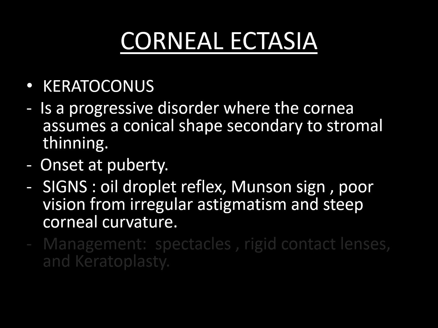Next thing is the Munson sign. We've actually already seen it on the previous picture, that when the patient looks down, you can see that the lid gets pushed away a little bit in that conical shape. They get very poor vision due to irregular astigmatism. So think back a little bit to the refractive error lecture, and they have a steep corneal curvature, so they will have abnormal corneal topography.